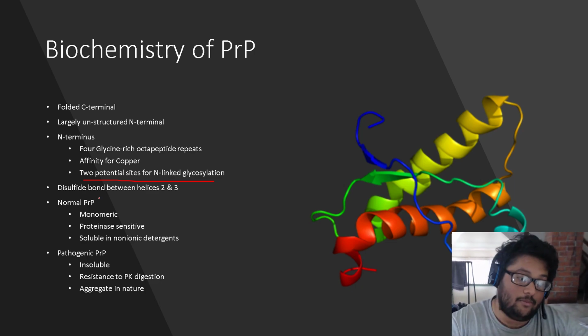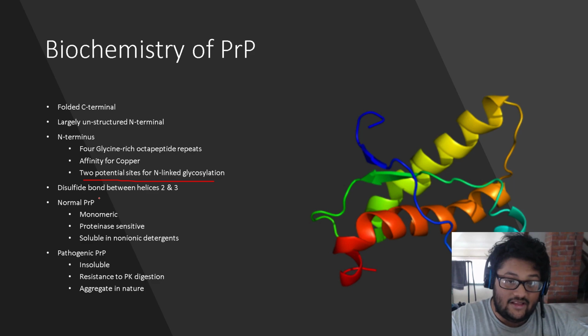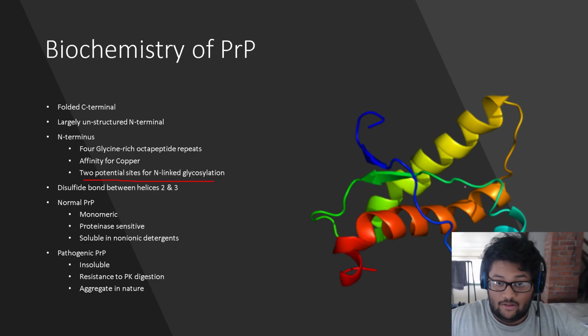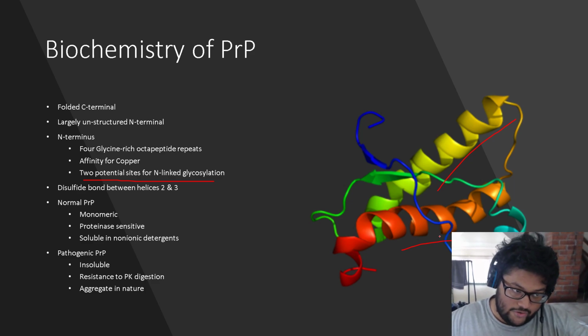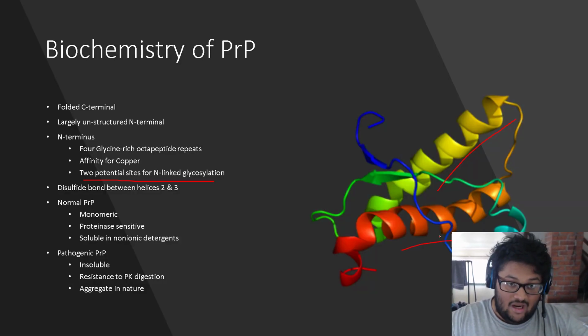With normal PRP, what they found out was that it's monomeric, as in it's built from these bunch of monomers, and there aren't a lot of them, so it's still relatively monomeric. It is very sensitive to proteinase K, and it's very soluble in pretty much any non-ionic detergent. With pathogenic PRP, it's actually insoluble, resistant to PK digestion, as shown in this study, and it's aggregate in nature.